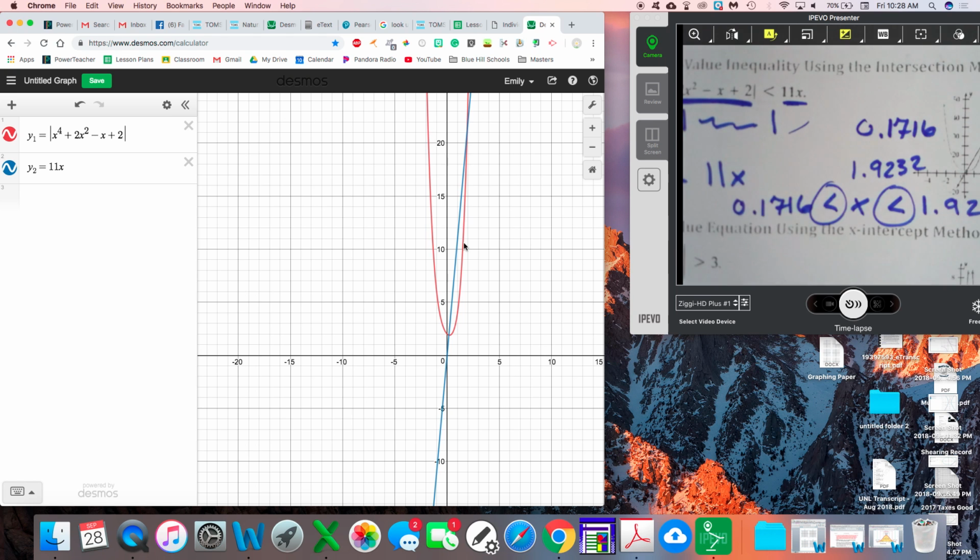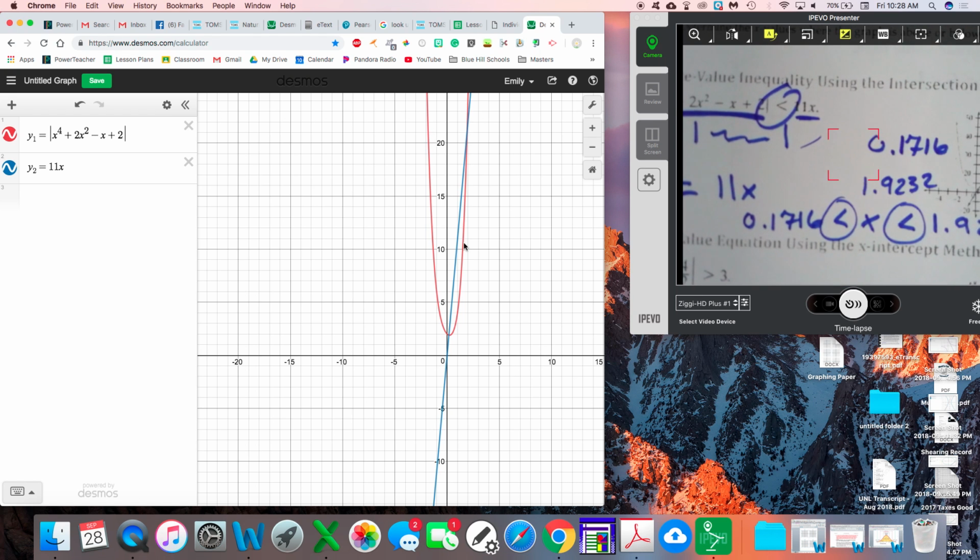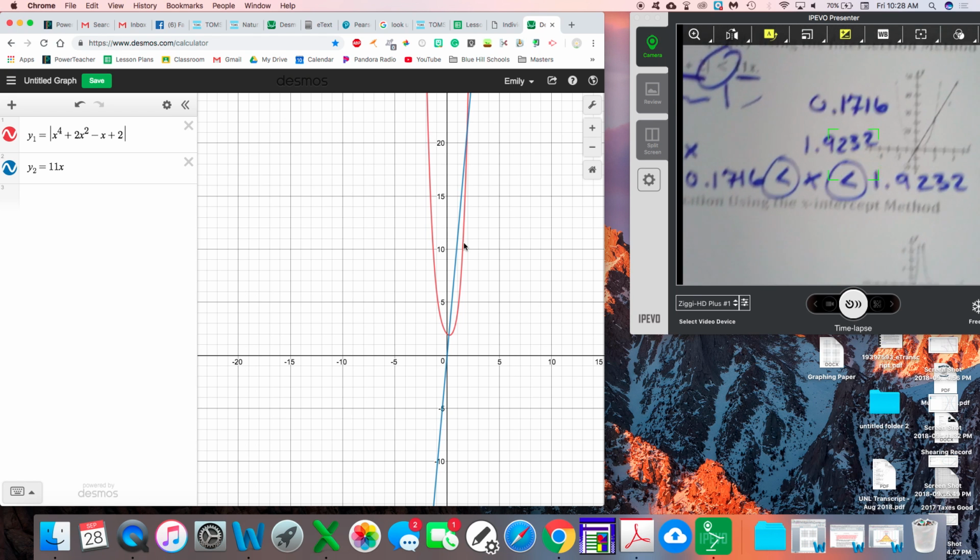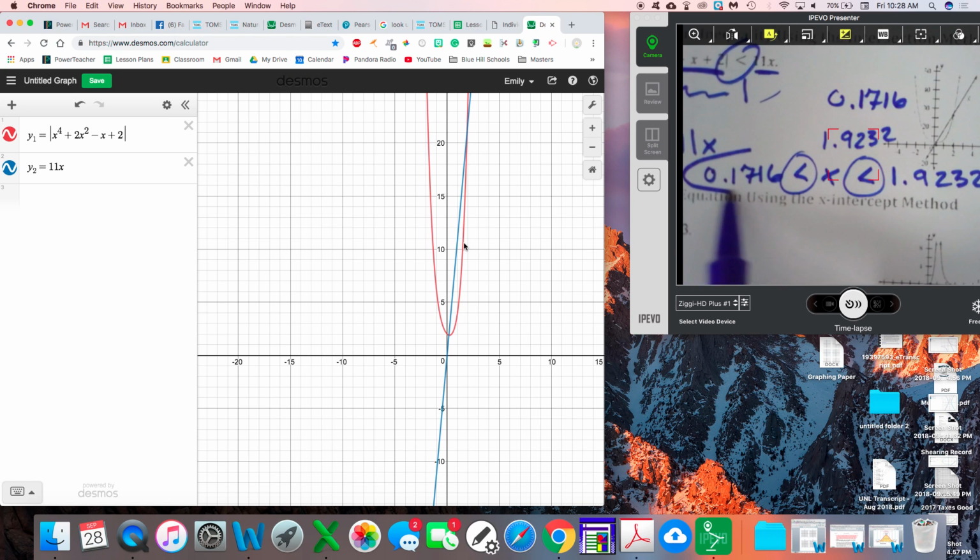You look at the original equation. The original equation does not have equal to symbols, so no, we don't have that. Okay? This is my solution. That's the intersection method.